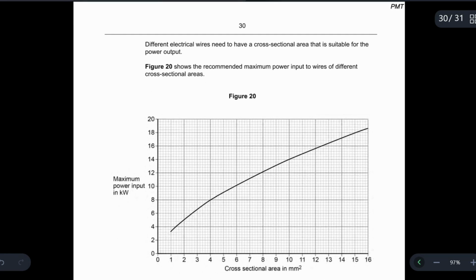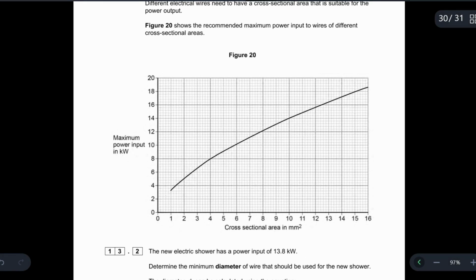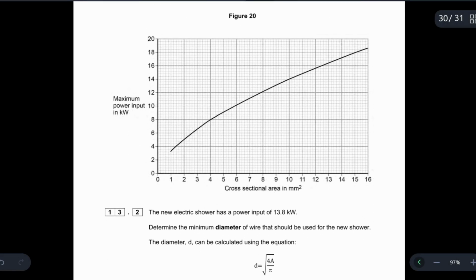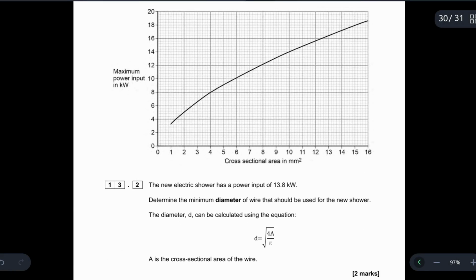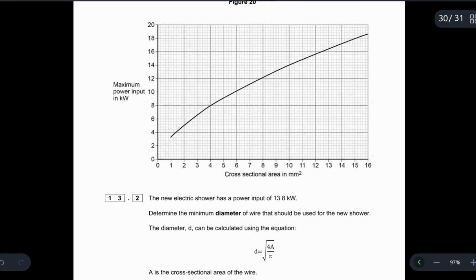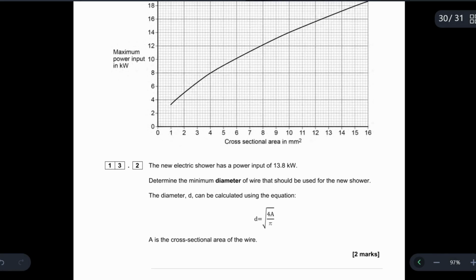Different electrical wires need to have a cross-sectional area that is suitable for the power output. Figure 20 shows a recommended maximum power input to wires of different cross-sectional areas. The new electric shower has a power input of 13.8 kilowatts. Determine the minimum diameter of wire that should be used for the new shower. The diameter D can be calculated using the equation D equals the square root of 4A over pi, where A is the cross-sectional area of the wire.